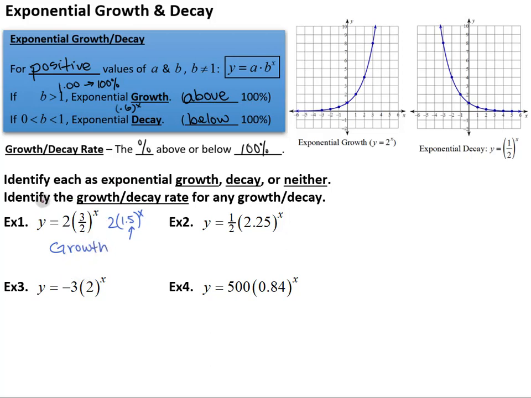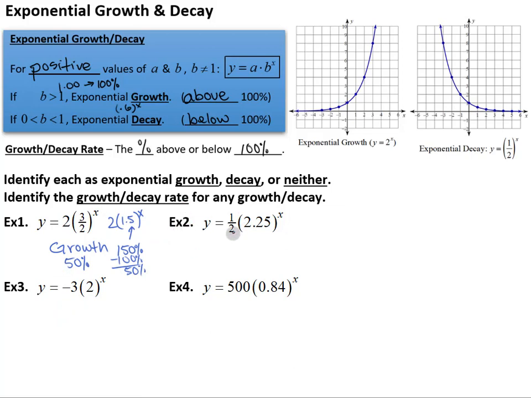Then it says identify the growth or decay rate. So let's think about 1.5 represents 150%. Move your decimal twice to the right to find your percentage. So that would be 150%. Well, the growth or decay rate, remember, is how far above or below 100% we are. And since we're above, how far above are we? We're 50% above 100. We are growing at a rate of 50%. So we have a 50% growth rate.